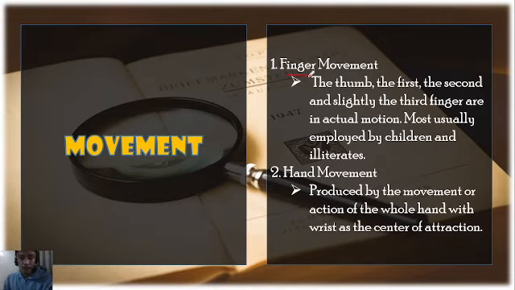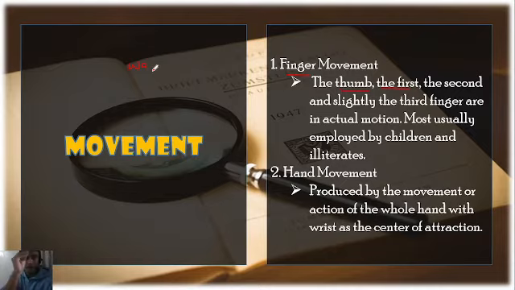So finger movement, this only involves the thumb, the first, or the index, and then the middle finger. So with that, these three fingers are the only ones that move. So usually the type of writing formed using finger movement is small writing, di ba? Kasi limited yung galaw niya, di ba? Limited lang yung galaw, kaya maliliit yung sulat niya. So that is finger movement. Yung finger lang yung gumagalaw, pinapagalaw niya in handwriting.